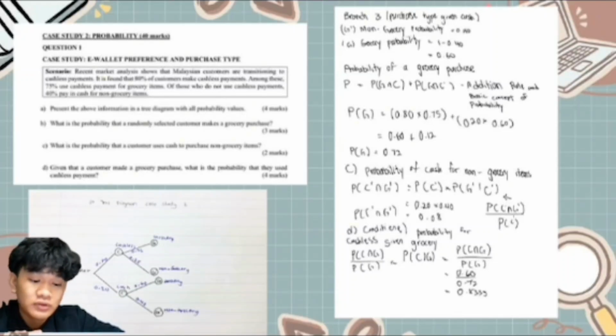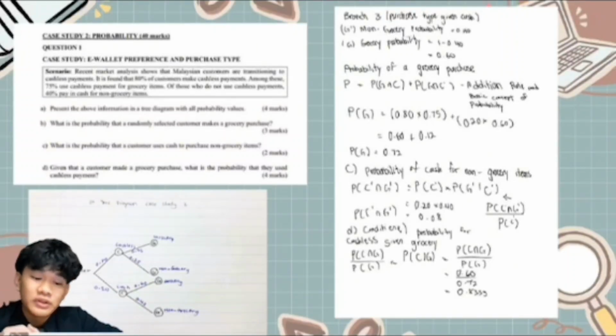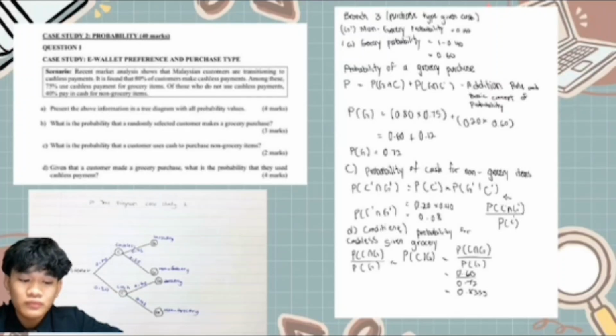Based on this, we know that of the customers who use cashless, 75% buy groceries and another 25% buy non-grocery. For cash, there are 60% grocery and 40% non-grocery.